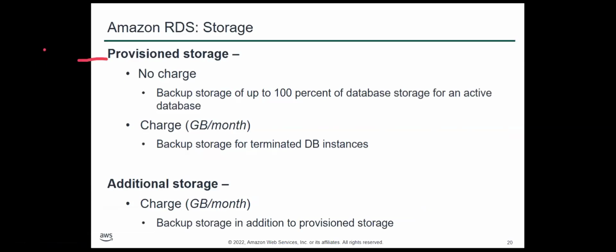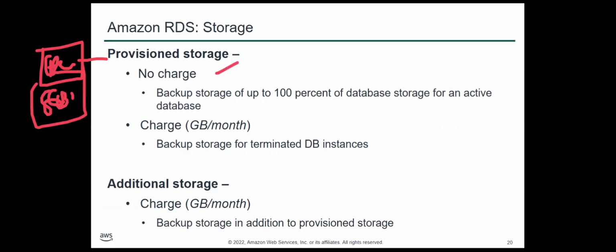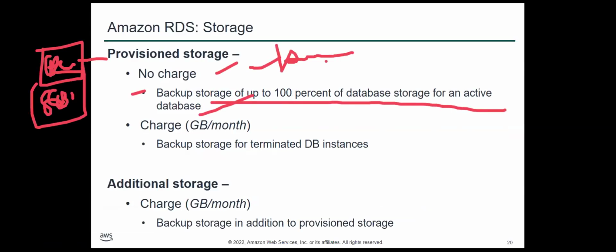Next, provision storage. Provision storage means when you take an EC2 instance like RDS, you have a provisioned storage service like EBS. That is no charge. That will back up automatically, up to 100% of the database storage. For an active database, they will do the backup automatically.